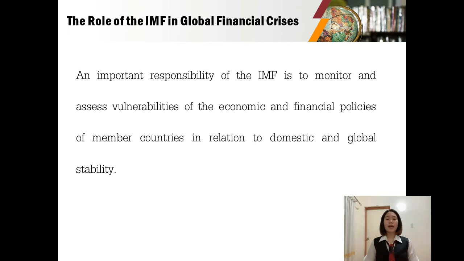The role of the IMF in global financial crisis. An important responsibility of the IMF is to monitor and assess vulnerabilities of the economic and financial policies of member countries in relation to domestic and global stability. So, the IMF is very important because it serves as the advisor of the member countries on economic and financial policies that promote stability, reduce crisis, and encourage sustained growth and high living standards.